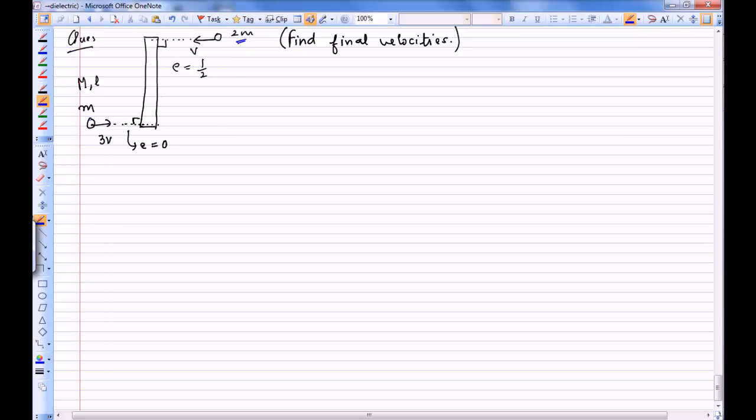And a particle of mass m with velocity 3v comes and hits the lower end of the rod at an angle of 90 degrees, and the coefficient of restitution is given to be, say, 0. So that means it comes and sticks with the rod. So find final velocities. So first step should be what? Draw the velocity diagram just before collision. So this is our step 1, which is already done.